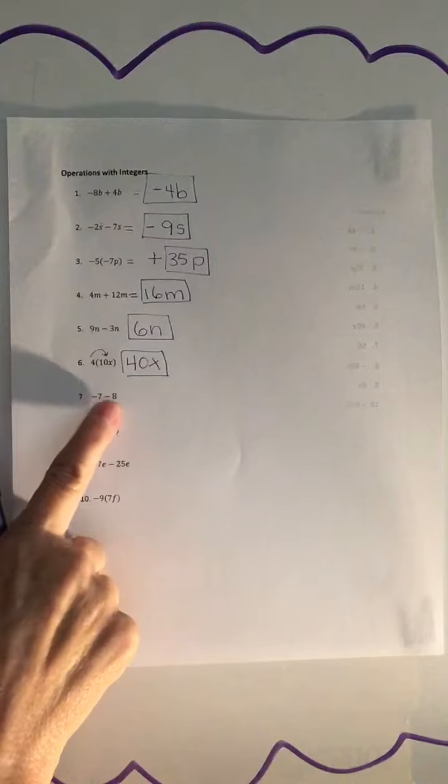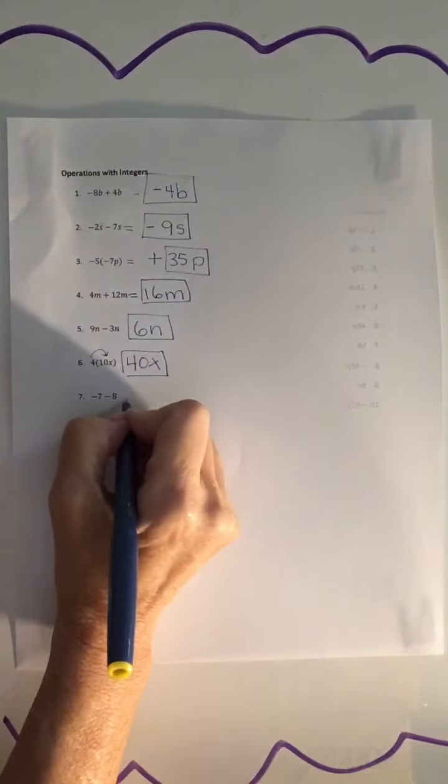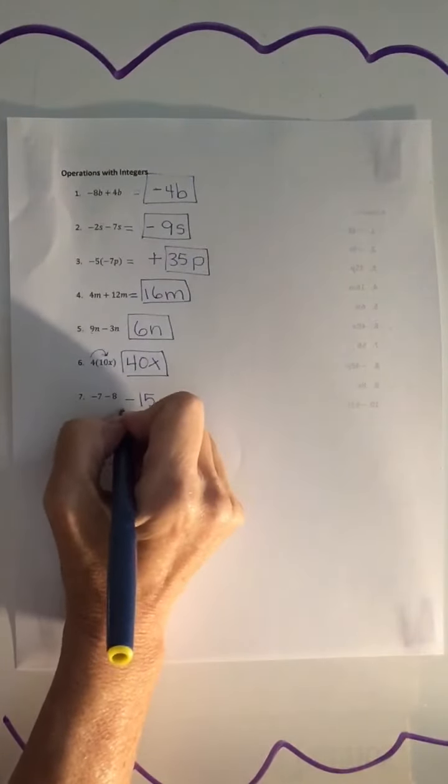We have a -7 and a -8. So altogether we have 15 negatives.